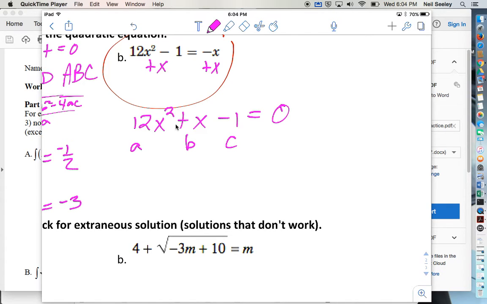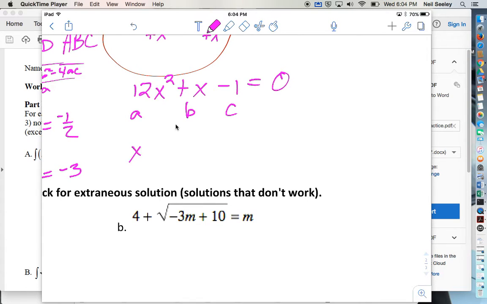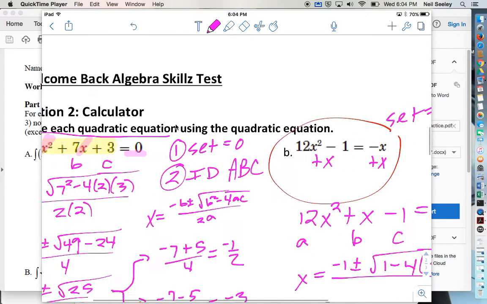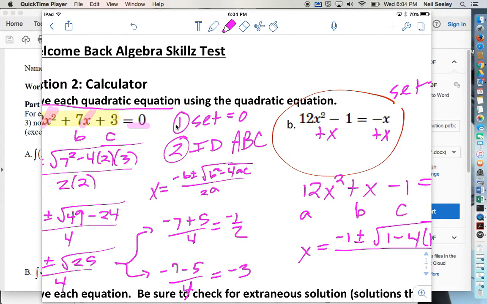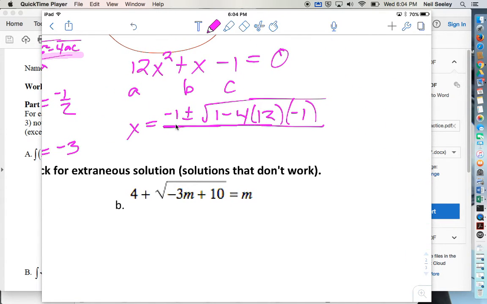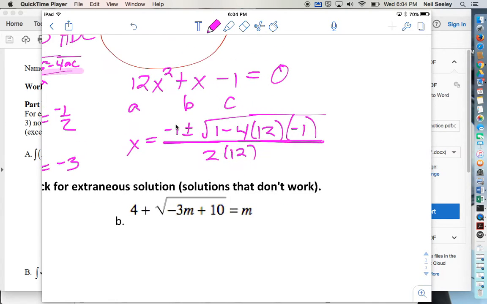Quadratic formula will be just fine. So x is the opposite of b, plus or minus the square root. b squared is going to be 1, minus 4 times 12 times c of negative 1. One of the big things you want to notice about the quadratic formula is that the division sign goes under all the terms, even the negative b plus or minus. It gets forgotten a lot, so keep an eye out for that. So negative 1 plus or minus, and it's all divided by 2a, which is 2 times 12. Good to keep track of.